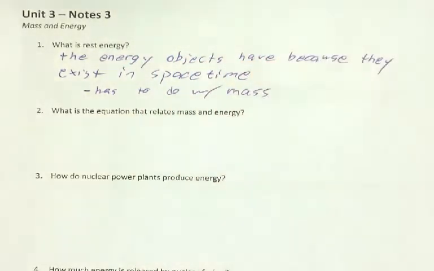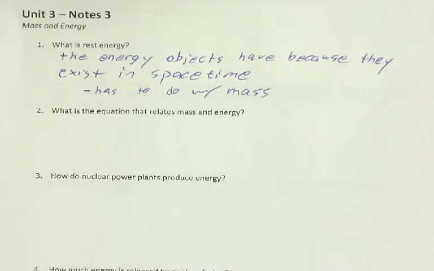So it turns out the amount of rest energy an object has is dependent on how much mass it has. Objects with more mass have more rest energy. Objects with less mass have less rest energy. So a proton has much less rest energy than you do. You have lots of rest energy, which makes sense. You're in high school, right? Of course you have lots of rest energy.